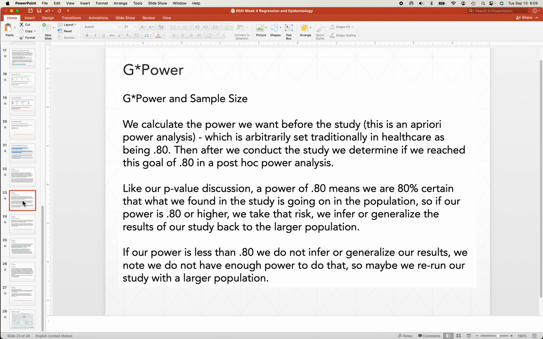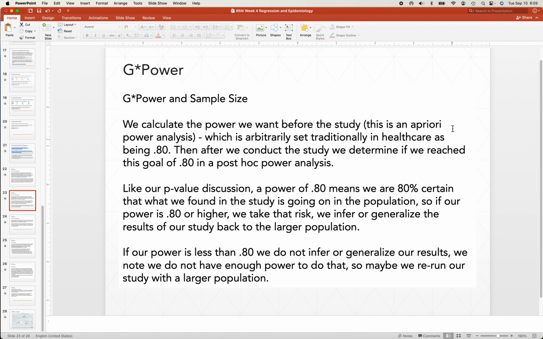So in determining this, what we first do, and again I'll show you this in a video, we first want to calculate the power before the study. We want to know what sample size is needed. And because we do it first, we call it an a priori power analysis. Then after we conduct the study, we do a power analysis again to see if we really reached that goal. And that's called a post hoc power analysis.